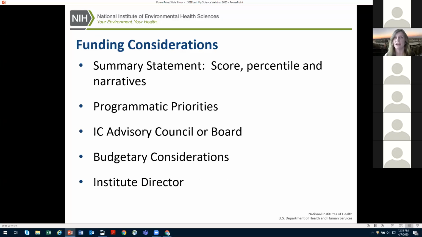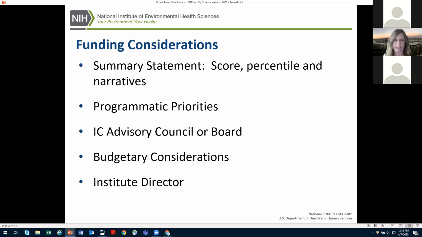So that's why we're saying, try to design things that are nimble, so it's not hard for us to pull you in if you're just not at that perfect score, and the priority score is 200 percentiles of the 10th percentile. And then finally, the person that makes the funding decisions at the end of the day is our institute director, unless they're in conflict.